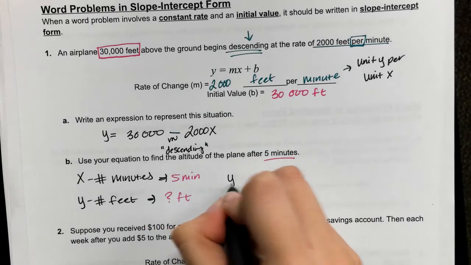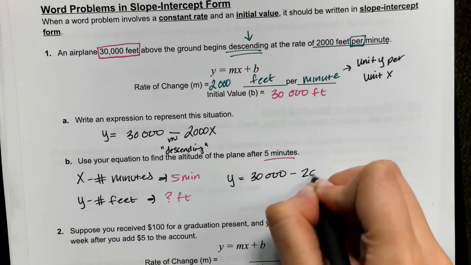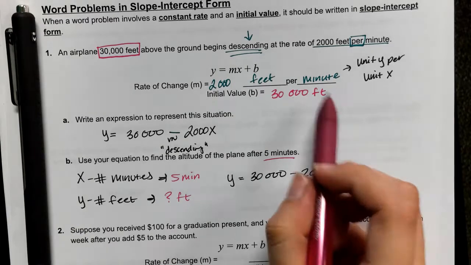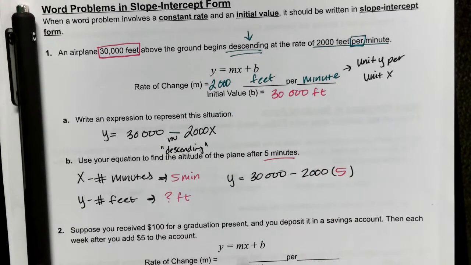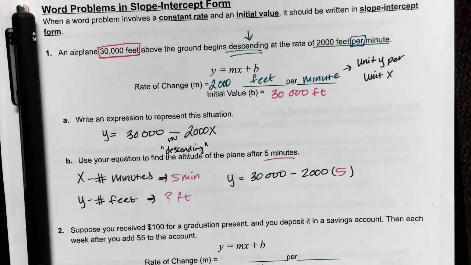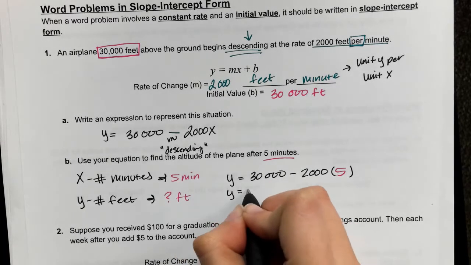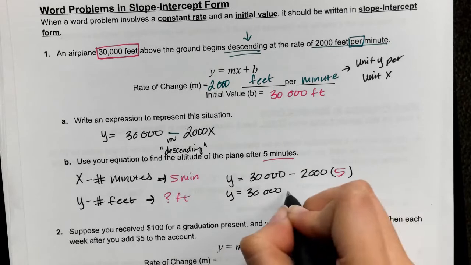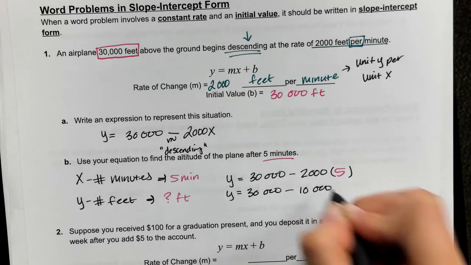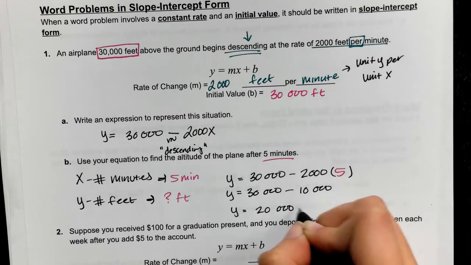So I'll rewrite my equation. Y equals 30,000 minus my descent of 2,000 per minute. And in this case, it is 5 minutes. So I'm plugging in 5 for x, since x represents my minutes. From here, you just solve. So y equals 30,000 minus 2,000 times 5 is 10,000. And then 30,000 minus 10,000 is 20,000.